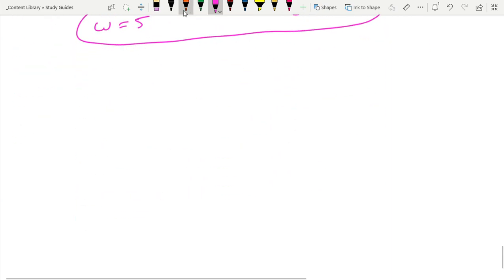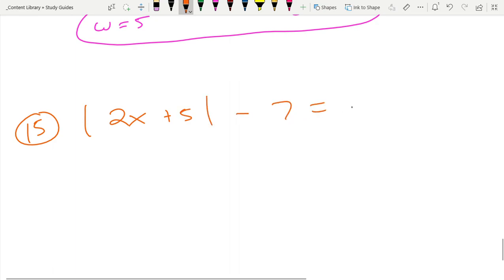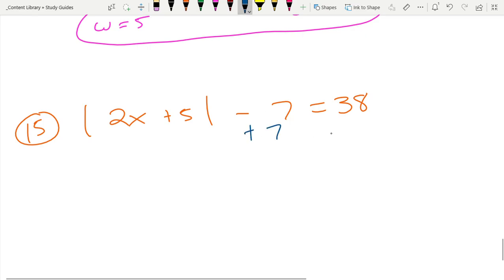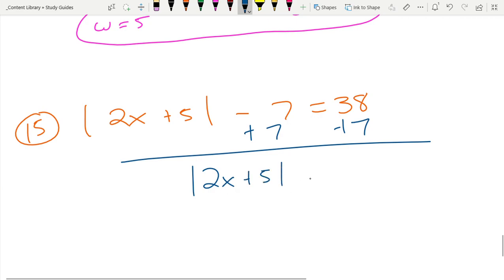15. This one's different because you have the absolute value of 2x plus 5, minus 7, equals 38. So you can't say what you want this to be right now, because the absolute value doesn't equal anything. This says the absolute value minus a number is equal to something. So let's get rid of that minus a number so we can figure out what the absolute value needs to be. To get rid of a minus 7, we're going to add 7. So I get the absolute value of 2x plus 5 is equal to 45.